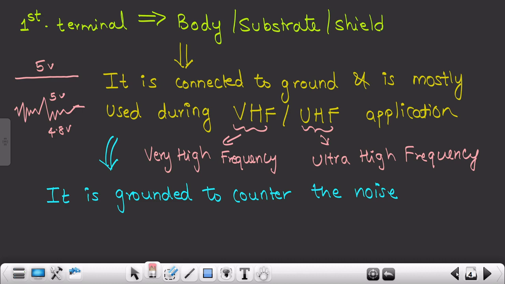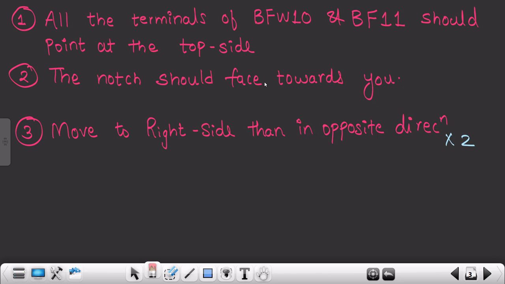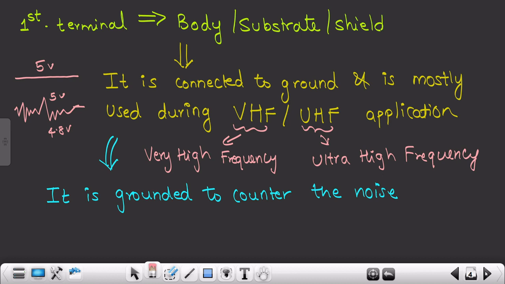Okay, so I hope you understood. You not only understood how to identify the terminals of a JFET, but you also understood the significance of the body, or substrate, or shield terminal.